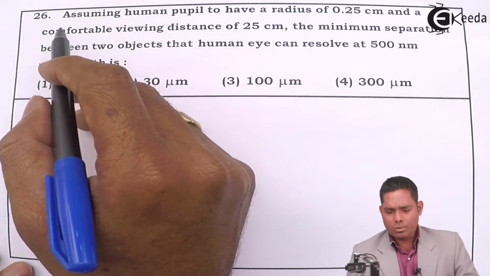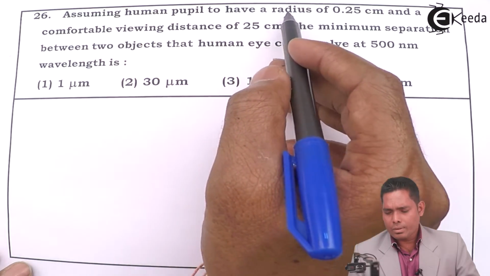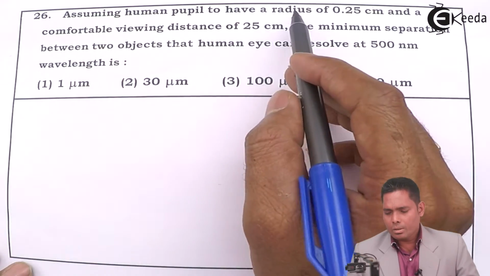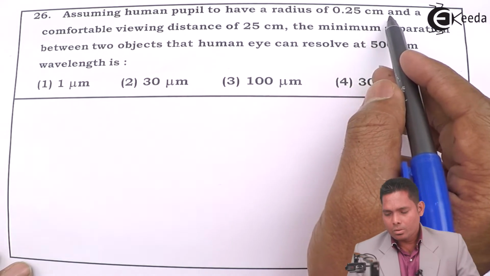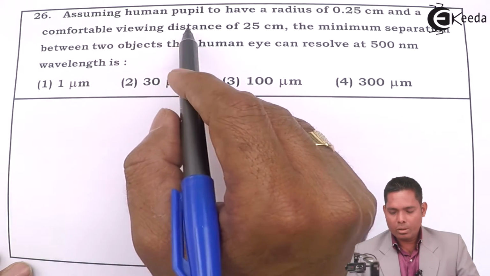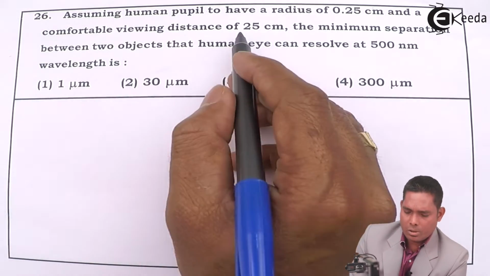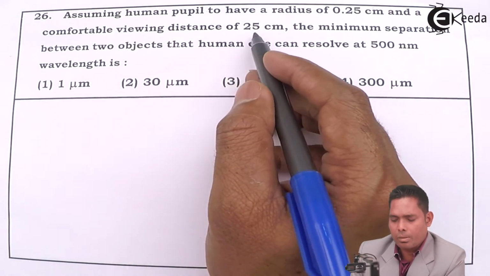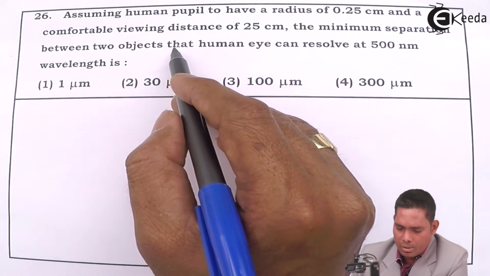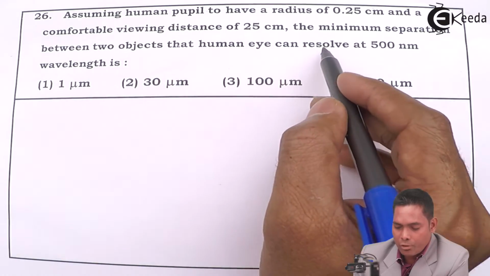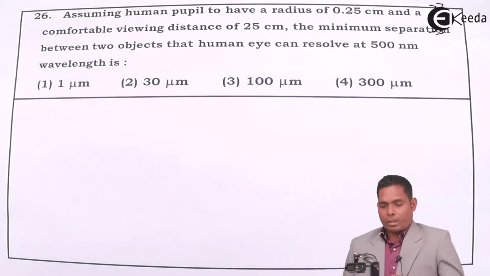Students, let us move to the next question, question number 26. Assuming human pupil to have a radius of 0.25 centimeter and a comfortable viewing distance of 25 centimeters. So this is the distance of distinct vision in one way. The minimum separation between the two objects that the human eye can resolve at 500 nanometer wavelength is. That means what?